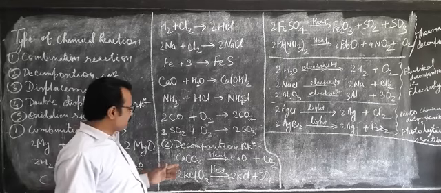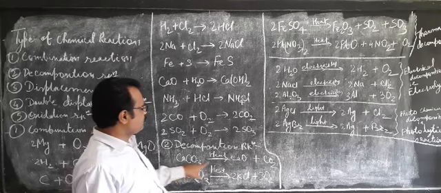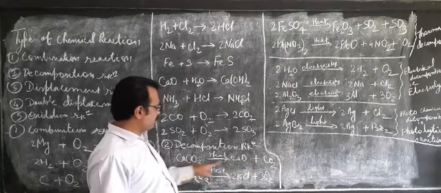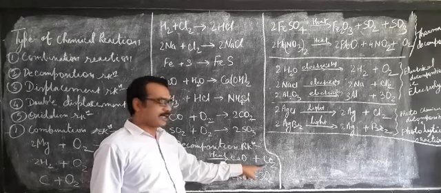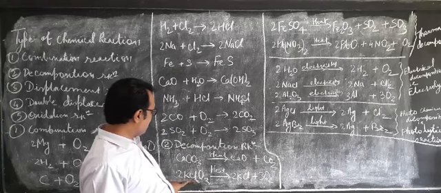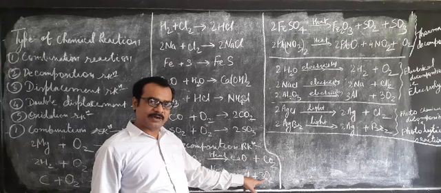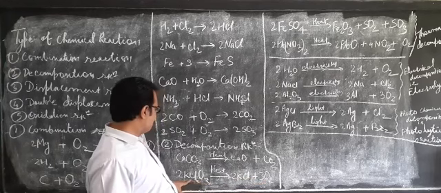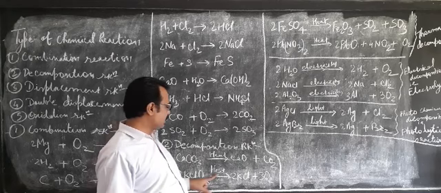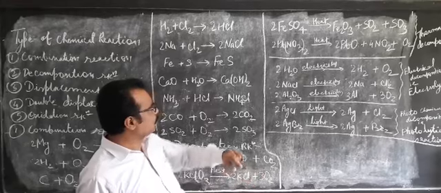Now what is decomposition reaction? Only one reactant gives you more than one product. When you heat the calcium carbonate, it gives the calcium oxide and carbon dioxide. When you heat potassium chlorate, KClO3, what you are getting? Potassium chloride and oxygen. So decomposition is taking place. Potassium chlorate decomposes or splits up into two products, KCl and O2.